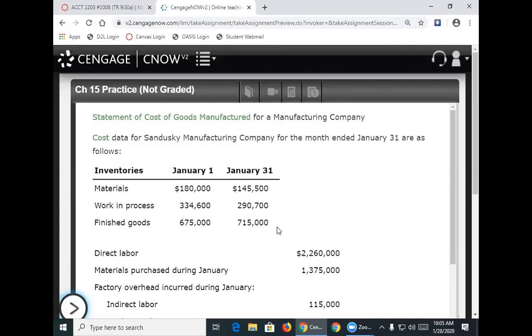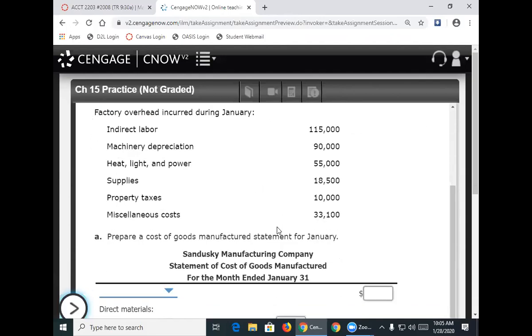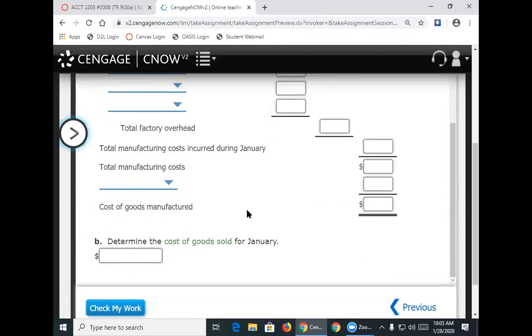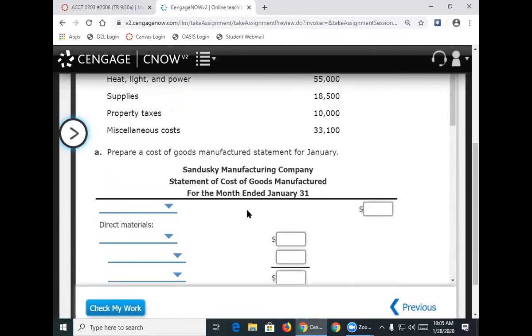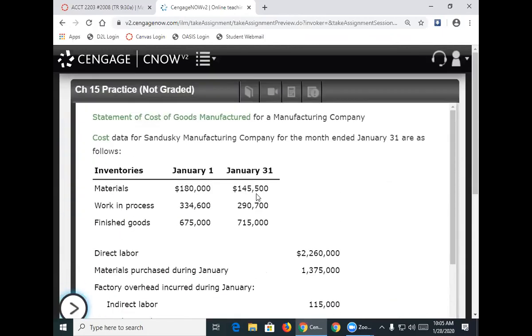So see how we kind of stepped up to this point where now we have to go a little bit further. And we're going to calculate our cost of goods sold. This one's going to go through the whole process of all the balances. So in this case, you really do need to use your T account.